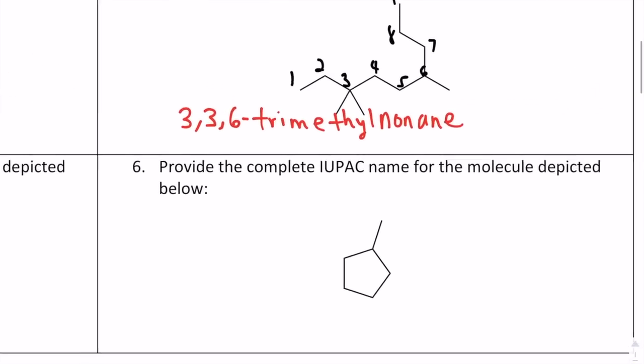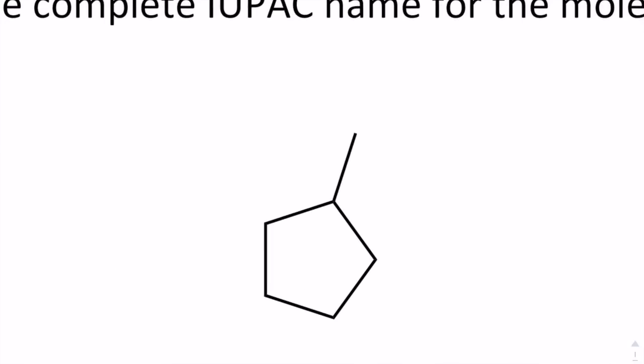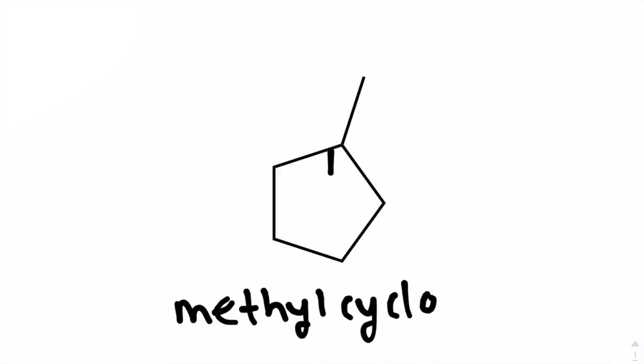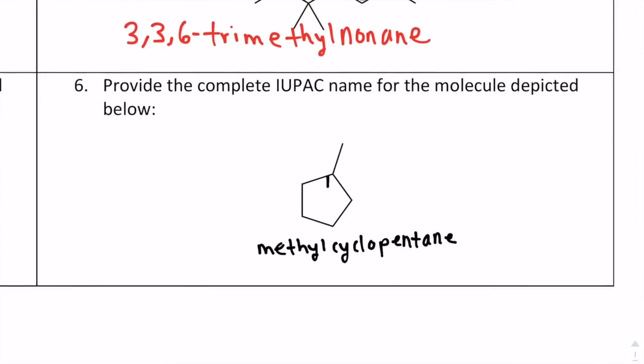All right, so number 6, provide the complete IUPAC name for this molecule. For monosubstituted cycloalkanes, you don't have to number it because there's only one substituent, and we don't have to have a number in the name because we just assume that carbon number 1 is the carbon that bears that substituent. So you really just have to say that this is methylcyclopentane. Okay, so methyl indicating the substituent at carbon number 1, cyclo indicating that it's a ring, and pentane that it's 5 carbons. All right, so I hope that makes sense.